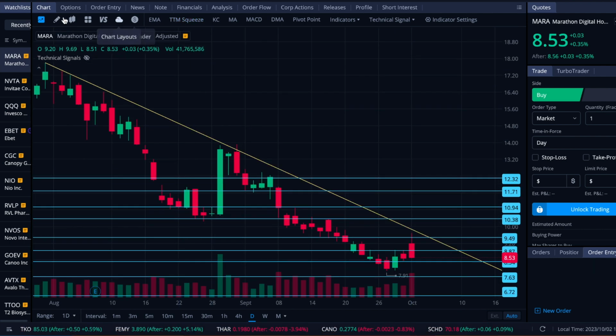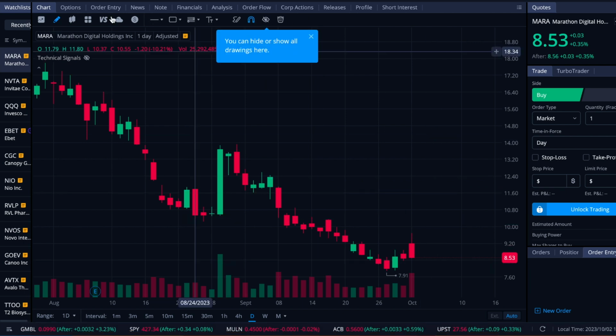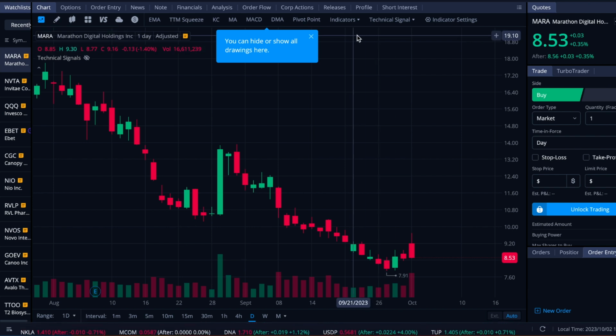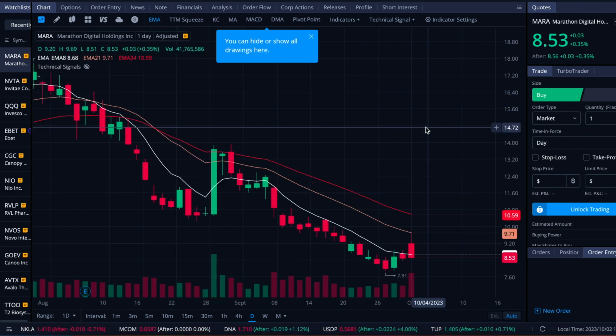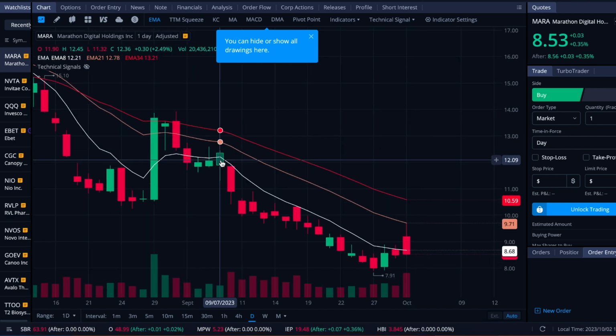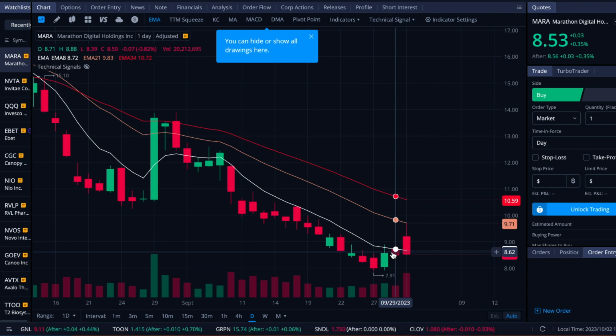Now, let me hide these so that everything is viewable, and come over here and take a look at our EMAs. So our EMAs at the moment, here's the other critical thing. It's been stuck under the 8 EMA, which is very textbook downtrend resistance on the daily.